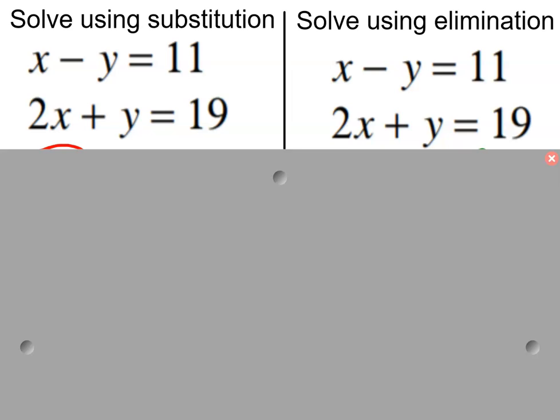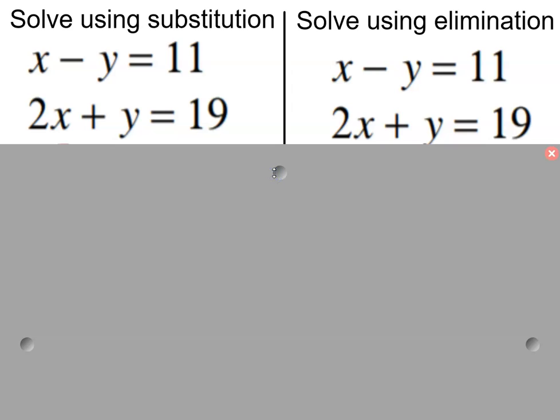All right, so there are no notes to take with this, but there is one last thing that I want to show you about solving systems of equations, and that's using graphing and using Desmos. So I've got two problems. Well, actually, it's the same problem, but it's up here twice.